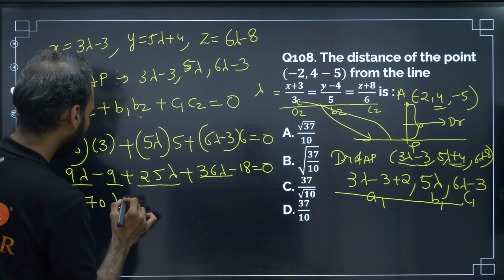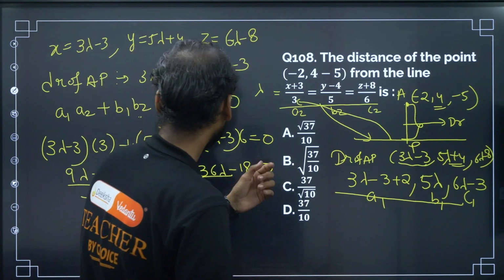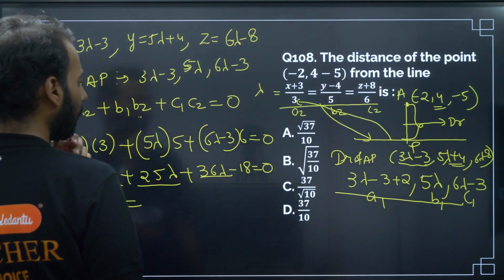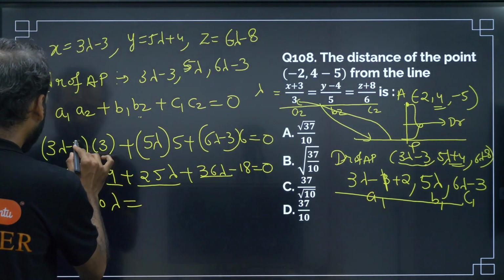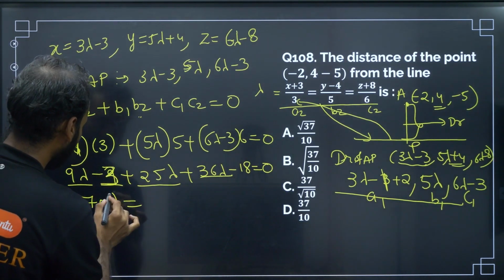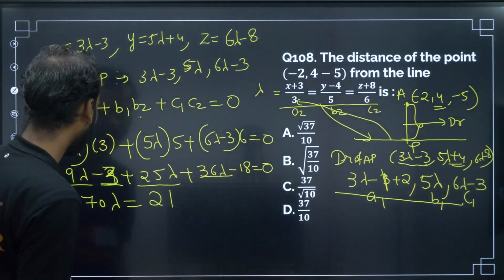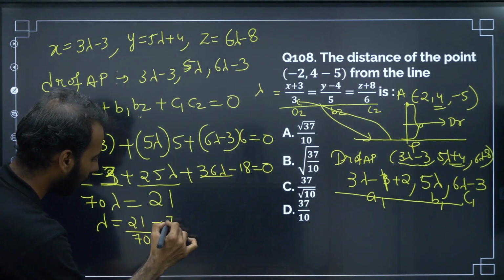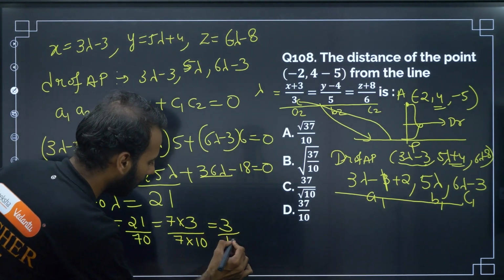Negative 9 and negative 18, transpose them to the other side. If you transpose them, you should get 27. So if I transpose negative 9 and negative 18 to this side, it becomes 27. So lambda is equal to 27 divided by 70. Let me simplify, and lambda is equal to 3 by 10.